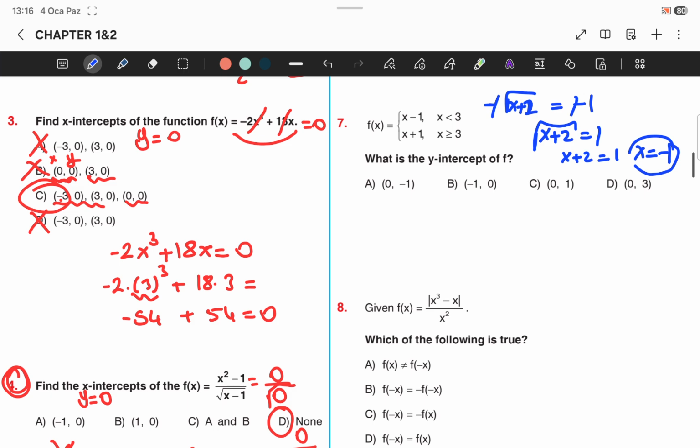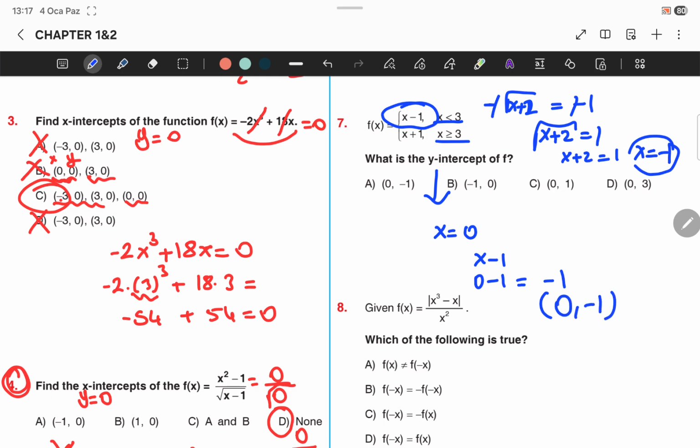What is the y-intercept? Guys, for the y-intercept, x must always be 0. Can I replace? 0 means bigger than 3 or smaller than 3? Of course, smaller than 3. Let me replace. X minus 1. 0 minus 1. It is minus 1. Which means x is 0, y is negative 1. A is the correct option.